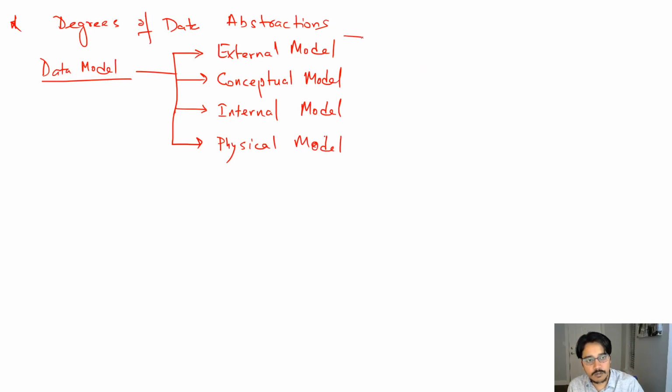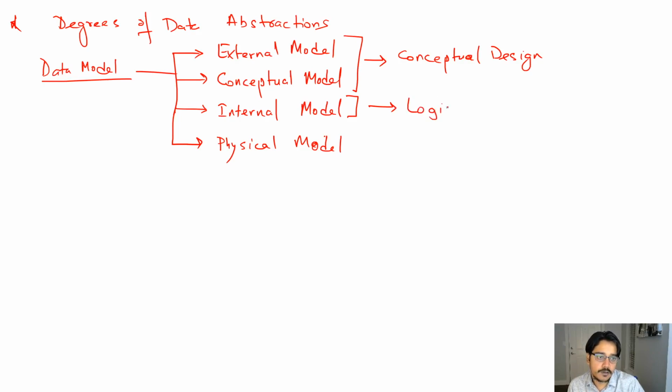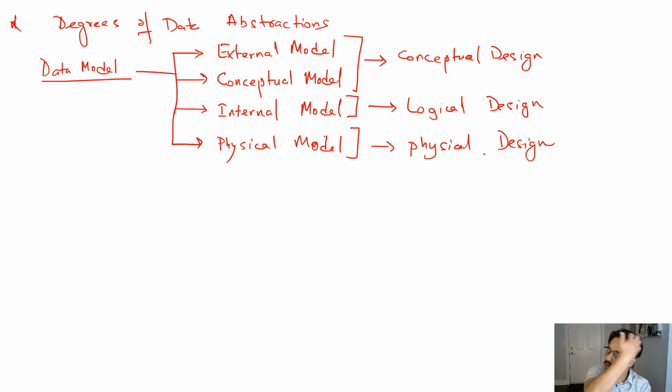Together, the external model and the conceptual model helps us with the representation of the conceptual design of the database. The internal model helps us to represent the logical design of the database. And then finally, the physical model helps us implement the physical design of the database.